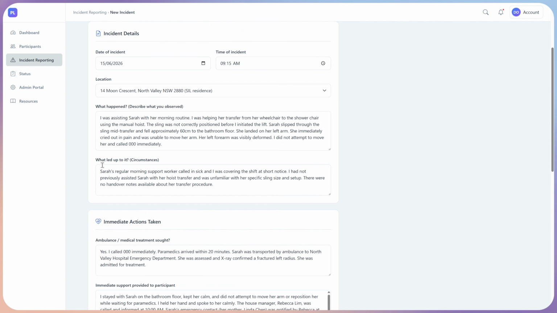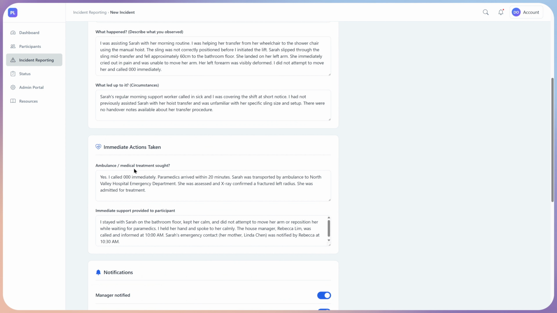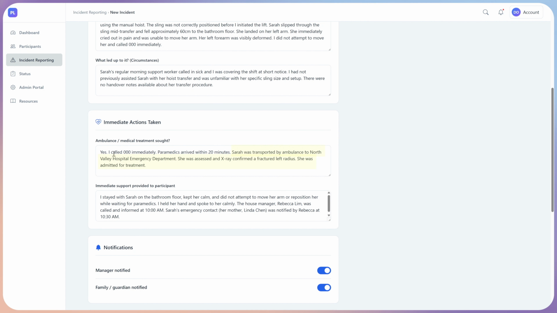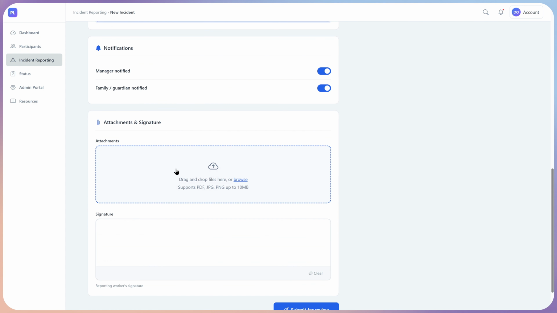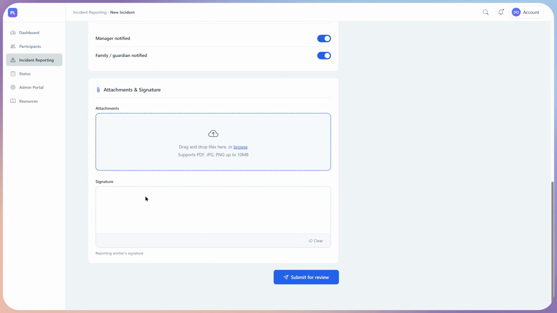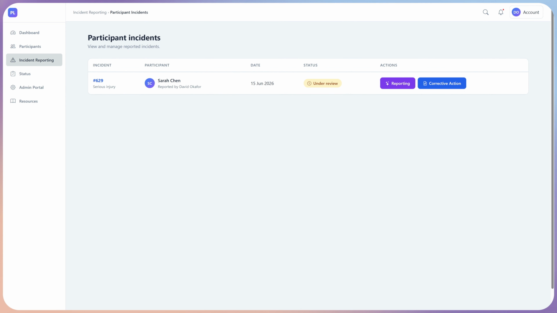We've also added information for what led up to it, and then the immediate actions taken. So here it says, Sarah was transported by ambulance to North Valley Hospital Emergency Department. She was assessed and X-ray confirmed a fractured left radius. She was admitted for treatment. We can attach any attachments that we like, and we can also provide a signature and submit for review. So here is our freshly added incident right here.